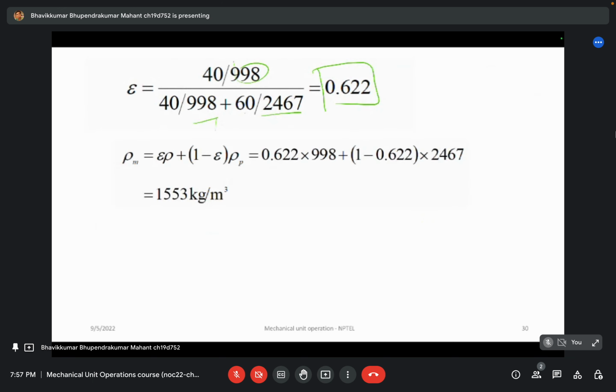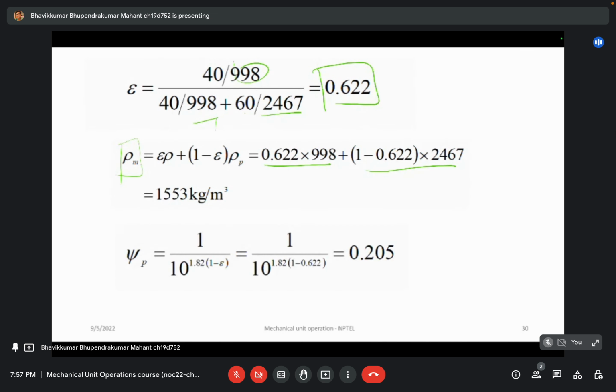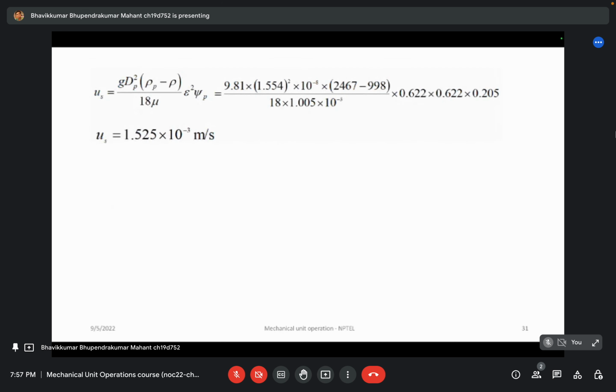Now you can consider the value of rho m, the density of the mixture, which is epsilon rho plus 1 minus epsilon rho. Substitute the values, and at the end you will get the density of the mixture as 1553 kg per meter cube. The important parameter is psi p. The value of psi p is equal to 1 upon 10 to the power 1.82 (1 minus epsilon), and you substitute the value of epsilon, 0.622, and at the end you get 0.205, which is the value of psi p.